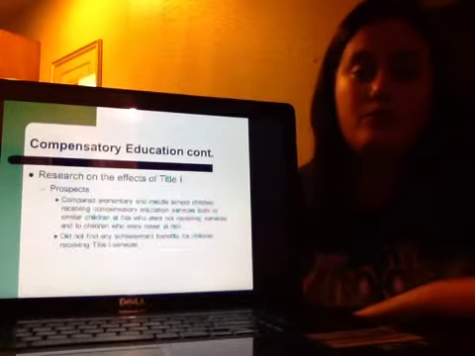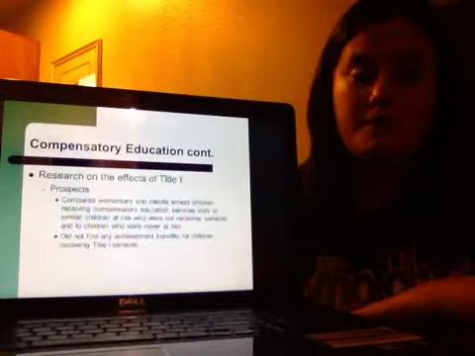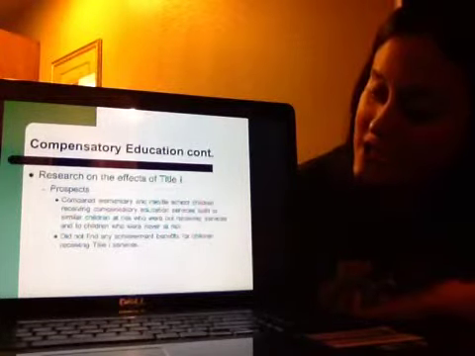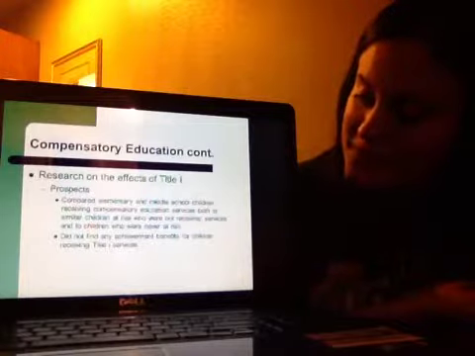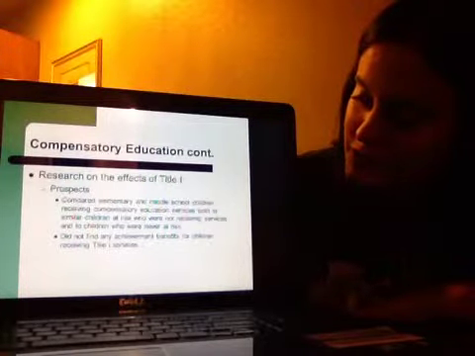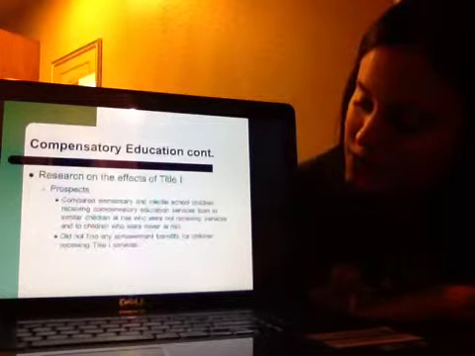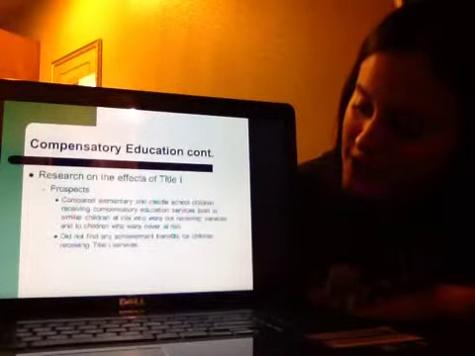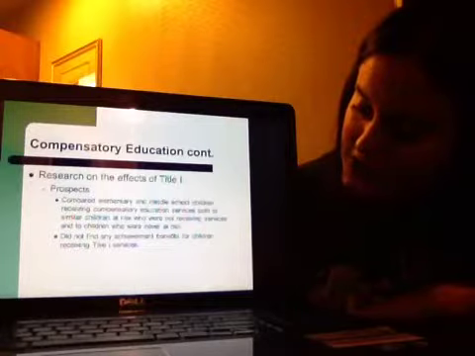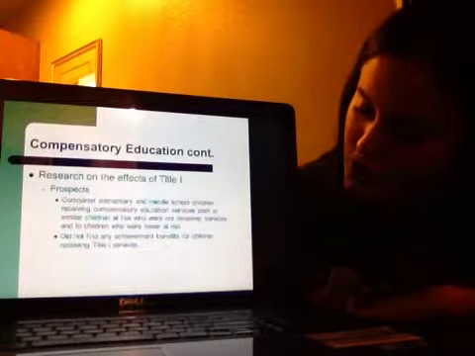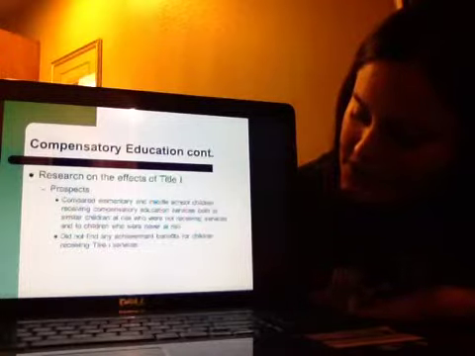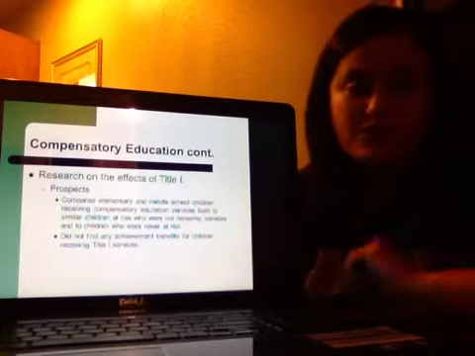Another study or research that was done about compensatory education is called Prospects. It compared elementary and middle school children receiving compensatory education services, both to similar children at risk who were not receiving services and to children who were never at risk. It did not find any achievement benefits for children receiving Title I services.